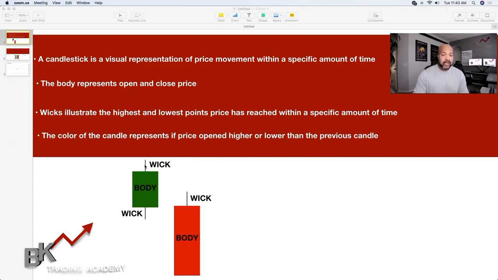So this is a wick. Think of a normal candle that you would buy in the store and light up; this is the wick here, except we have wicks at the top and even at the bottom. The body is the meat of the candle and the wick is the small thin line sticking out at the top or at the bottom of the candle. Now, the color of the candle represents whether price opened higher or lower than the previous candle. We're going to look at a live chart and some other illustrations as well.